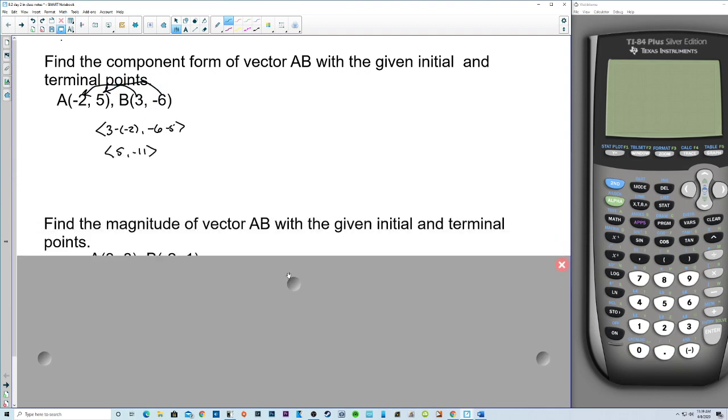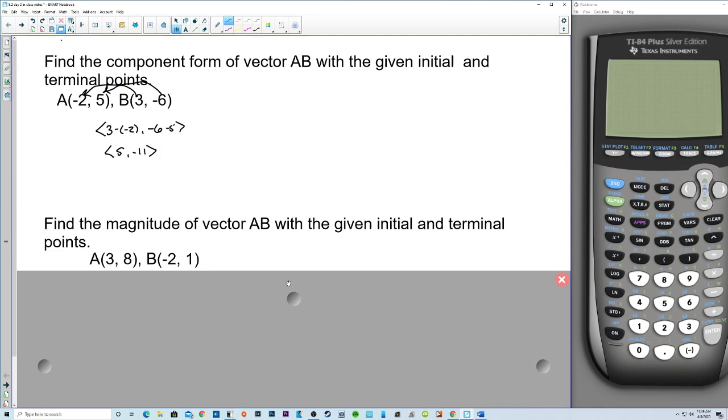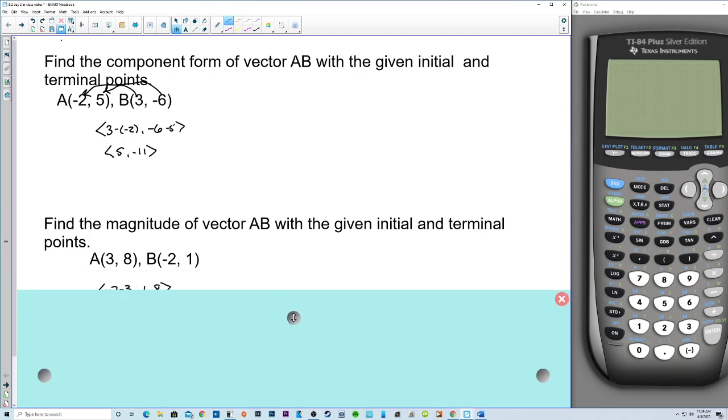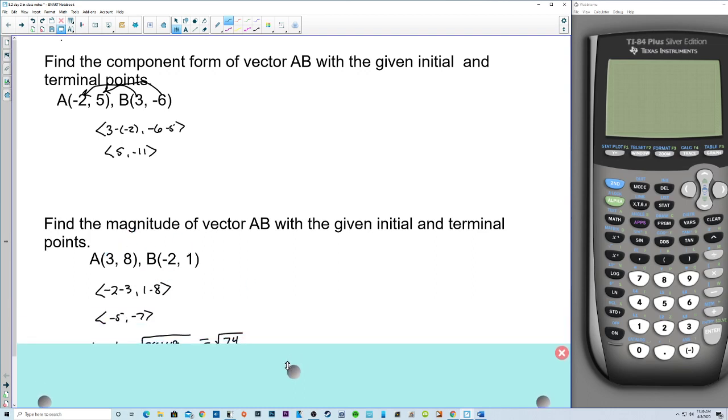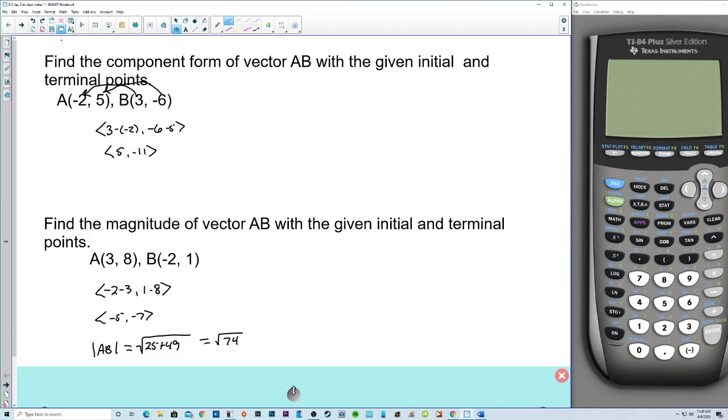of 5, -11. Find the magnitude of vector AB with the given initial and terminal points. So we want the magnitude, so we have to get the component form first. So -2 minus 3, 1 minus 8. So we get -5, -7. And then to find the magnitude, we do the Pythagorean theorem. So it ends up being square root of 74.